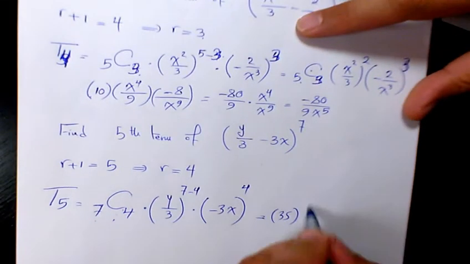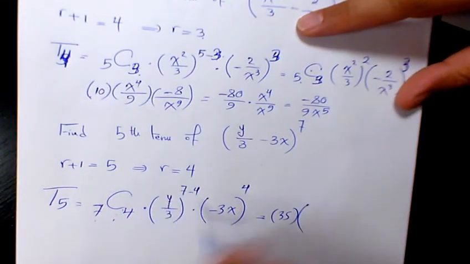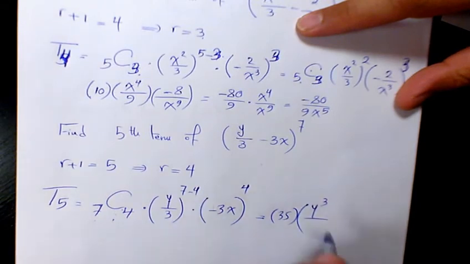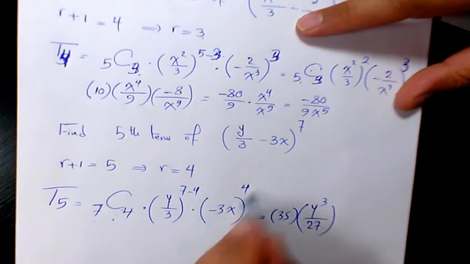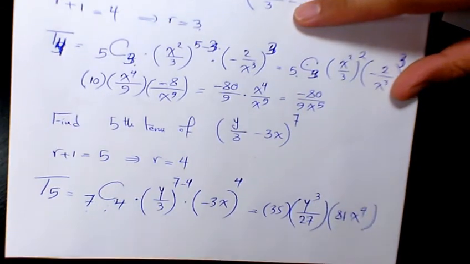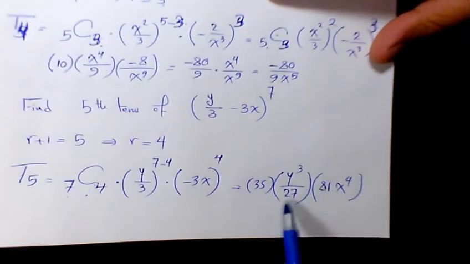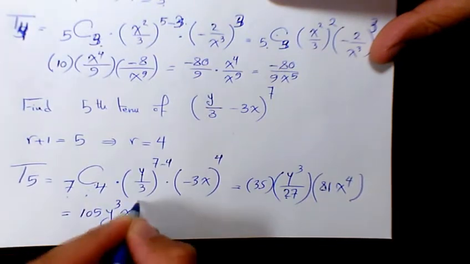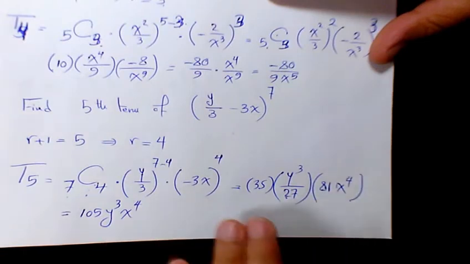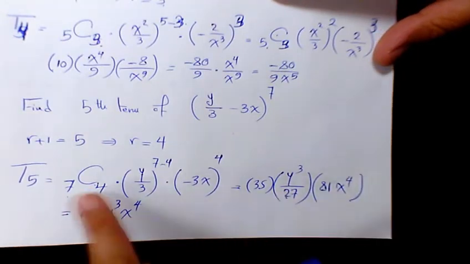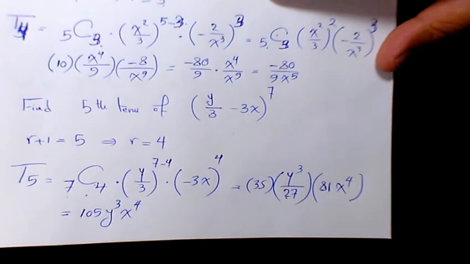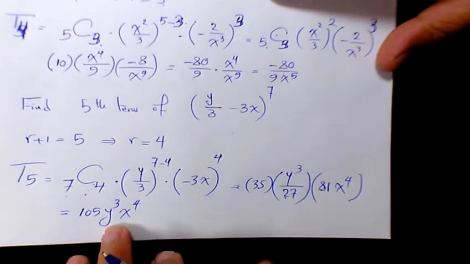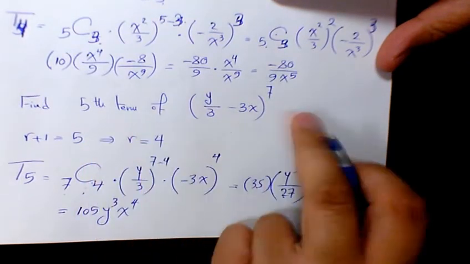That makes sense, yes. So now, y to the power of 3 divided by 3 to the power of 3, 27. Negative 3 to the power of 4 is 81, positive x to the power of 4. When you simplify it, 81 divided by 27 is going to be 3. 3 times 35 is going to be 105 y cubed x to the power of 4. Remember, you can do lots of things without using a calculator, like the way I did it here. Alright, so that's going to be the final answer. That's the fifth term of this expansion.